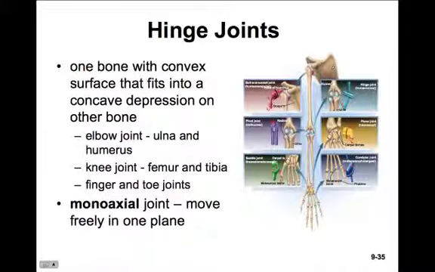At the elbow joint, the ulna and humerus interact. In the knee joint, the femur and tibia interact. And then in the finger and toe joints, we see hinges. They're monoaxial joints. They move freely, but only in one plane.